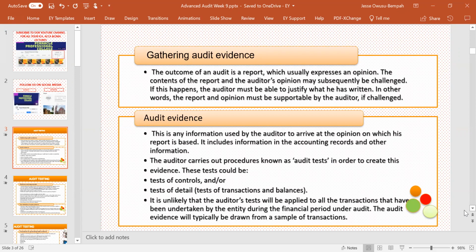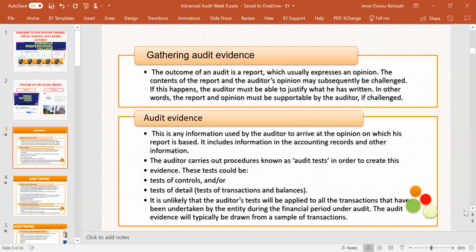The auditor carries out procedures known as audit tests in order to create this evidence. So that's where we have the whole testing, if you've heard the term testing when it comes to audits. These tests could be tests of control, that is internal control testing. They could be tests of detail. You can also call it substantive testing or tests of transactions and balances.